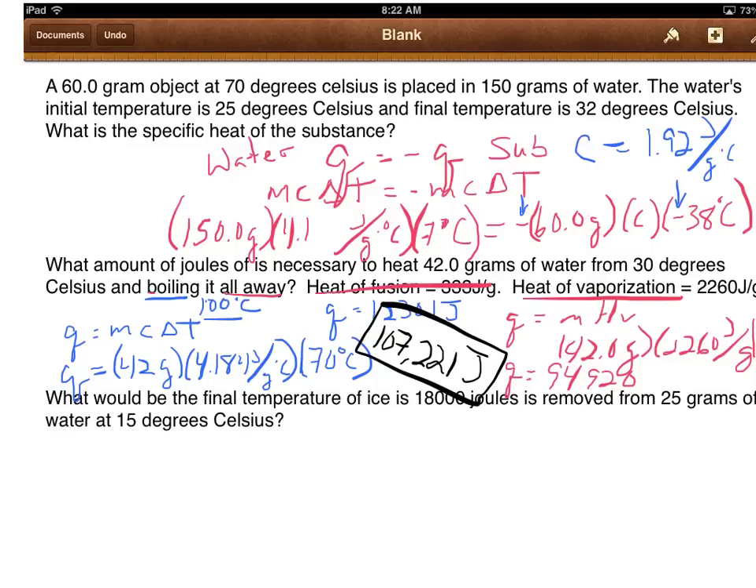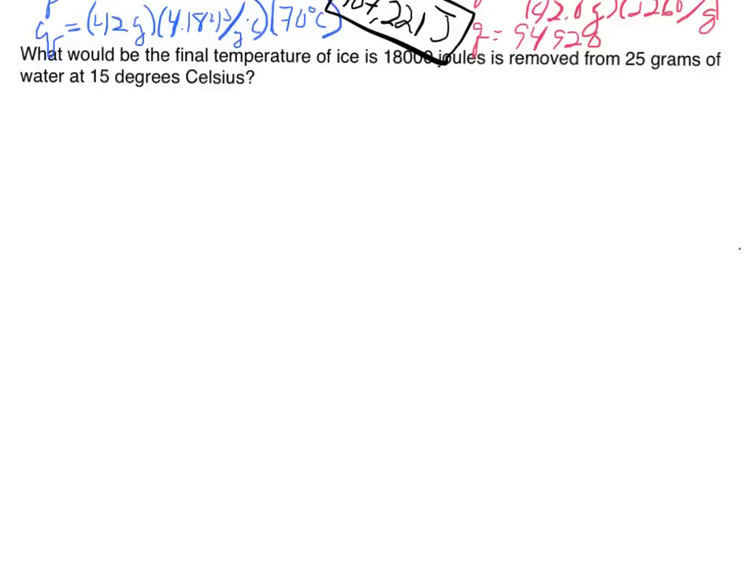All right, let's move on to the last problem. The last problem talks about what would be the final temperature of ice if 1800 joules were removed from 25 grams of water at 15 degrees Celsius. So the first thing is, what's going to happen to get 25 grams of water to ice at a temperature starting at 15 degrees Celsius.